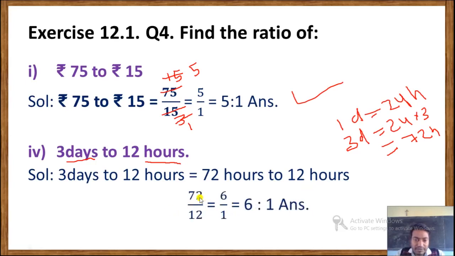So here we'll write 72 by 12. Now reduce the terms. 12 ones are 12 and 12 sixes are 72. So the answer is 6:1. This is the answer. Understood? So this is how you can convert and solve this problem.